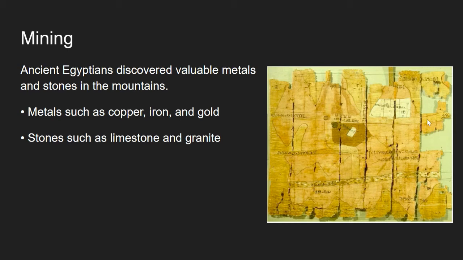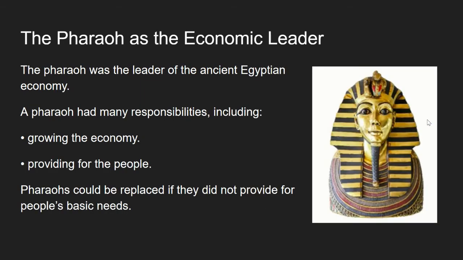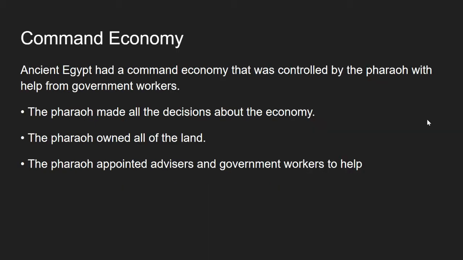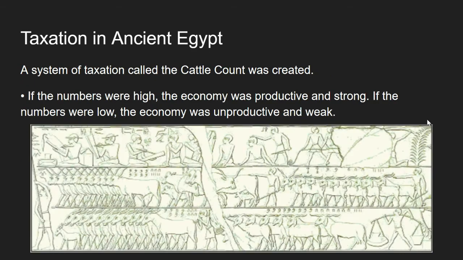The pharaoh was the leader of the ancient Egyptian economy, and a pharaoh had many responsibilities, including growing the economy and providing for the people. If pharaohs did not provide for the people's basic needs, they could be replaced. Ancient Egypt had a command economy that was controlled by the pharaoh with help from government workers. The pharaoh made all the decisions about the economy, owned all of the land, and appointed advisors and government workers to help. A system of taxation called the cattle count was created.